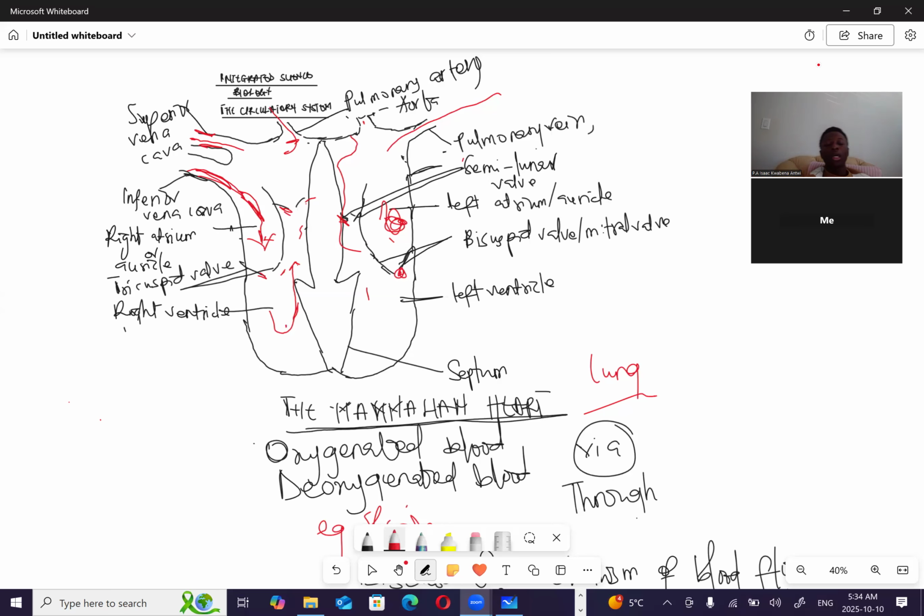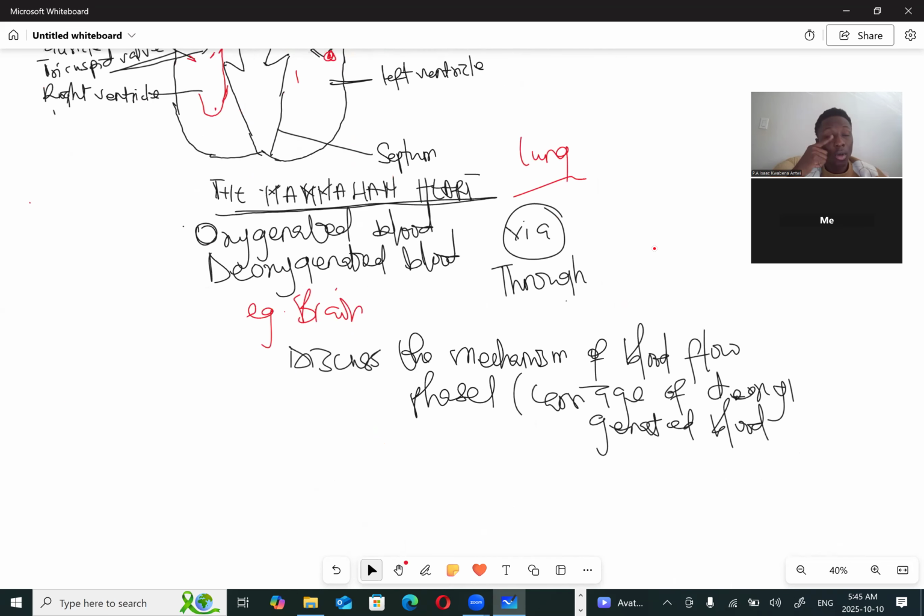All right. Now I'll leave you to document these things. Then we come to the function of each single part of the heart. So all parts of the body here means all organs and tissues. Like I said earlier, the brain cells, the liver, every part of the body receives this blood.